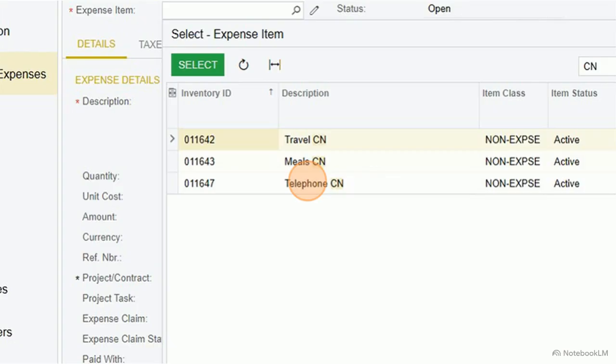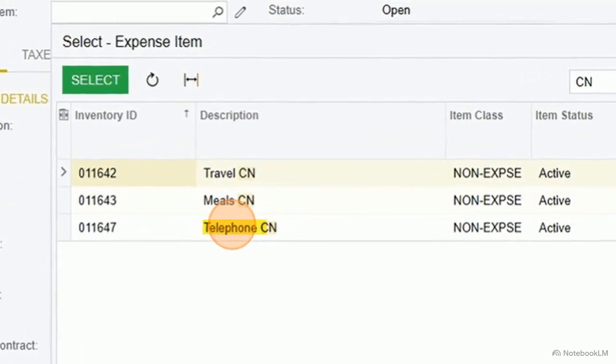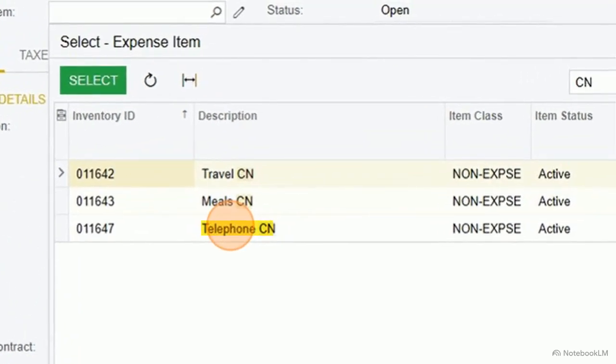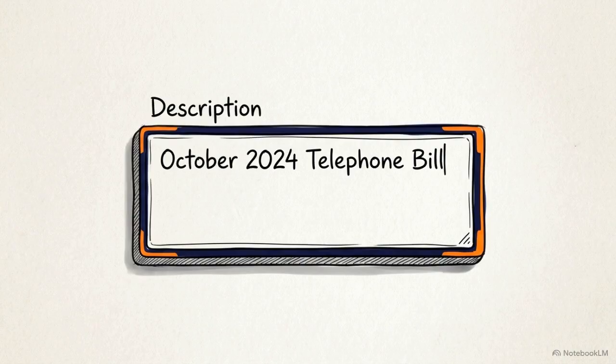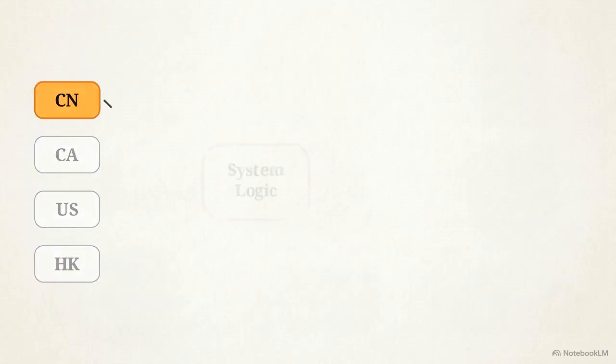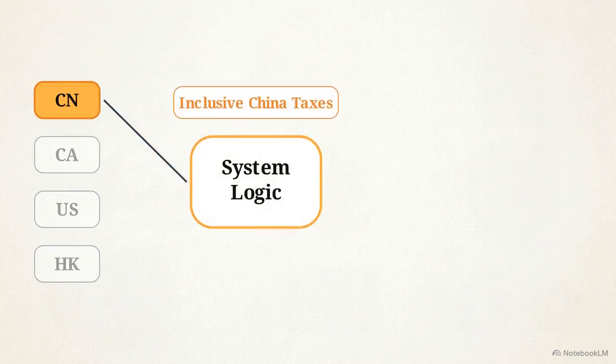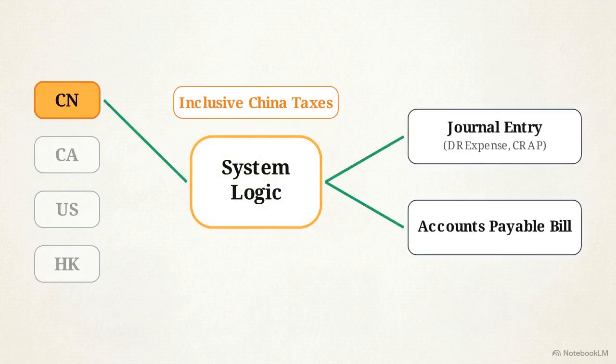Next, categorize the cost. Click the magnifying glass in the expense item cell to open the lookup table. Scroll and select Telephone, verifying you choose the correct regional suffix, like CN for China, CA for Canada, US, or HK for Hong Kong. In the description field, enter a clear, specific note detailing what this cost covers, such as the exact month and year of the phone bill. Selecting that precise regional code allows the system to accurately apply the correct international accounting standards down the line.